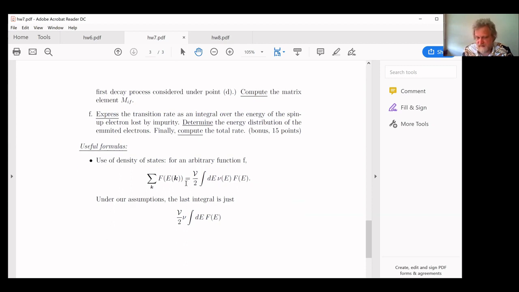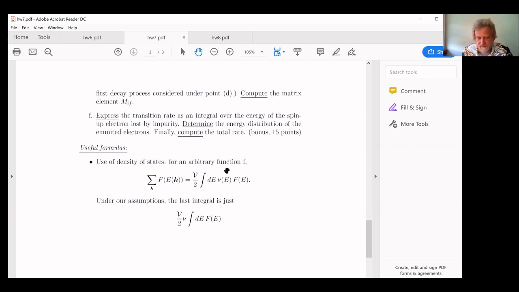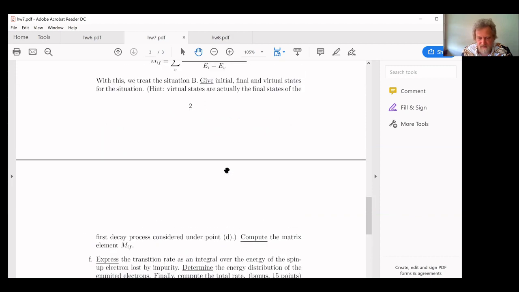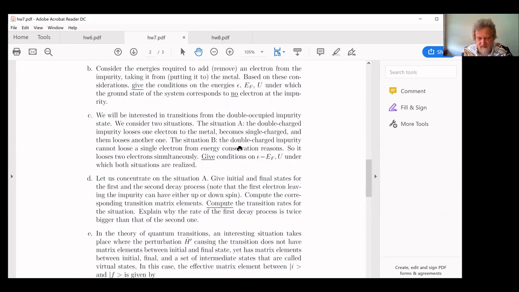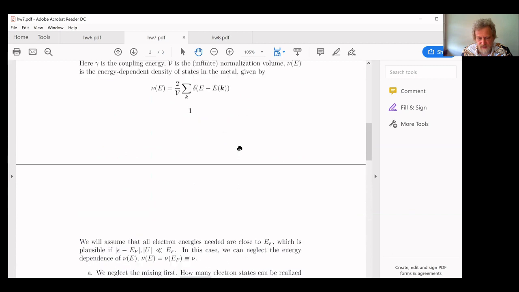Okay, this is a useful formula, and I believe you know that it's used in many parts of this course. It's how to do summation over some quantities which depend on energy only. You write it as an integral over energy using this relation.